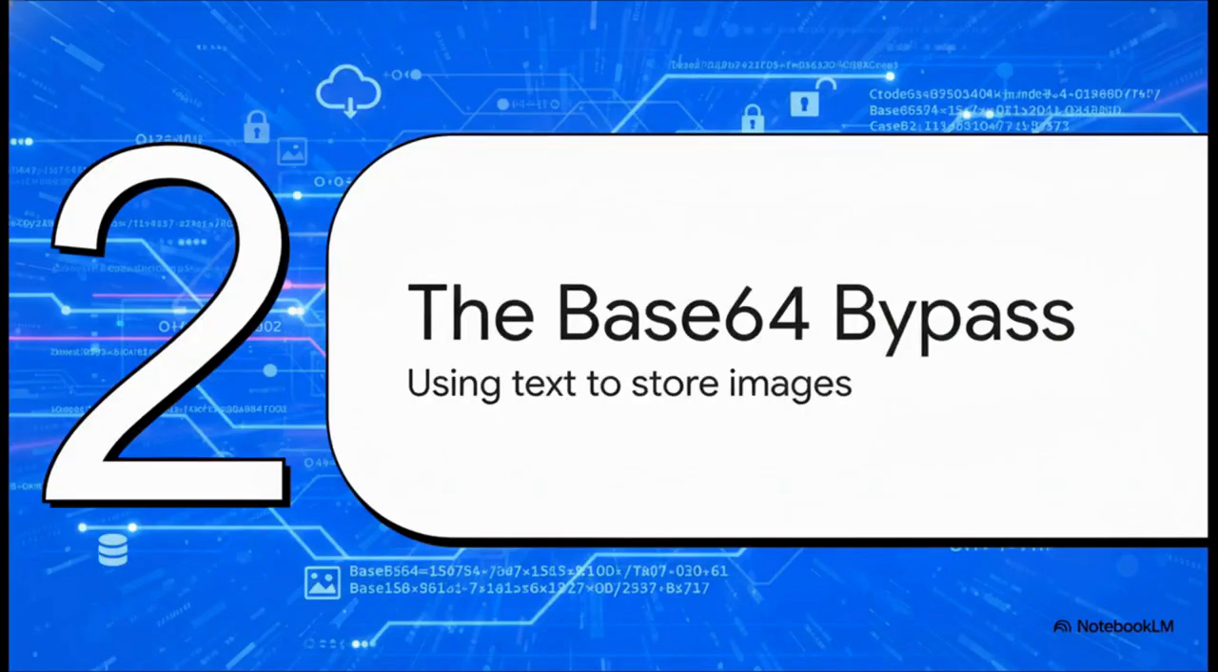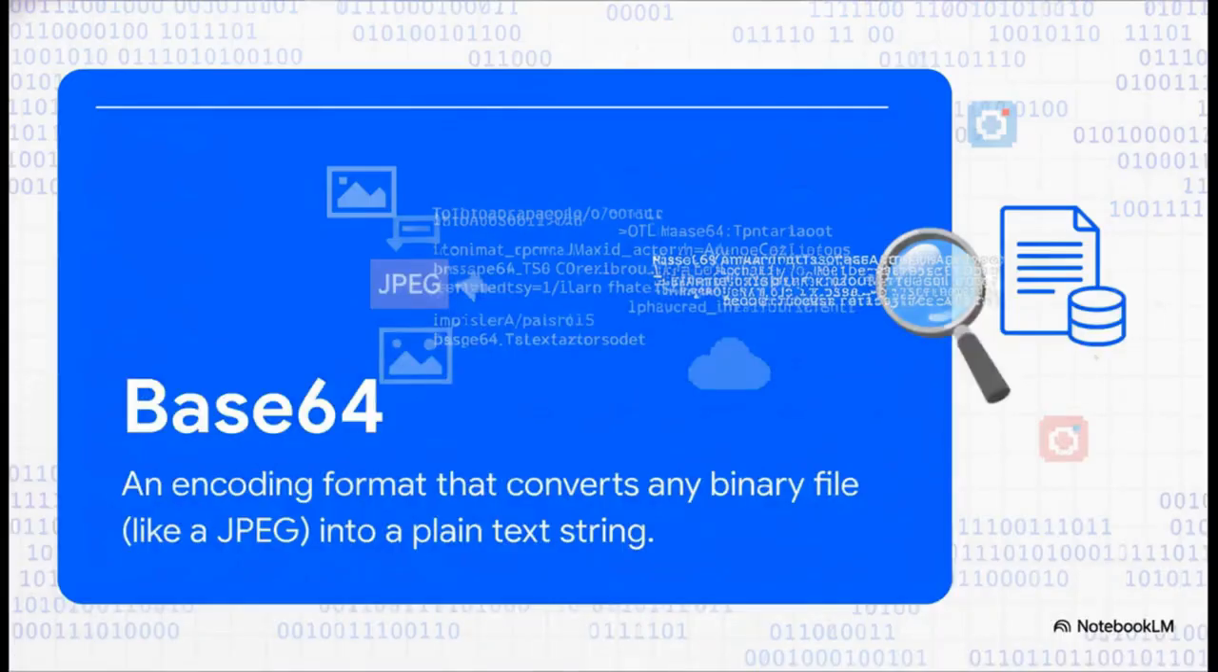And that brings us to the core of this whole thing, the Base64 Bypass. It sounds kind of technical, but the idea is simple. We're basically going to hijack the free Firestore database and trick it into storing our images by turning them into plain old text. So you're probably asking, what on earth is Base64?